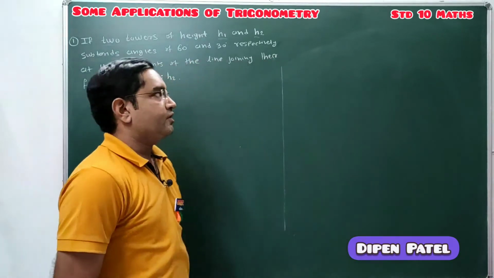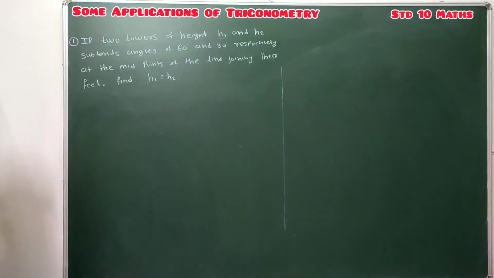In this video we are going to discuss chapter number 9, that is some applications of trigonometry. That means to find the height and distance. So let's start with question number 1.